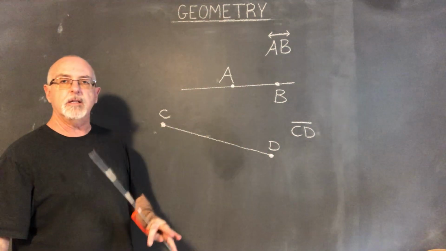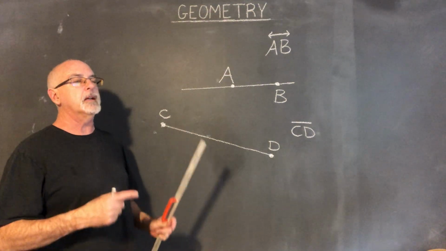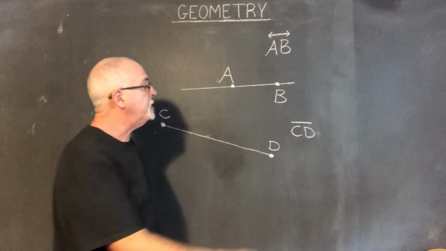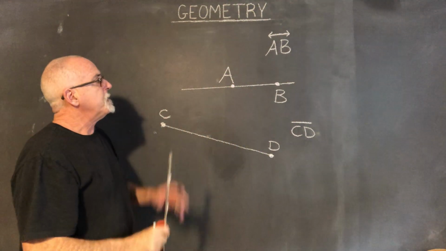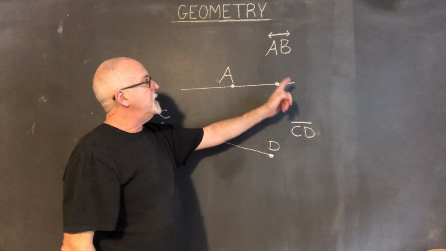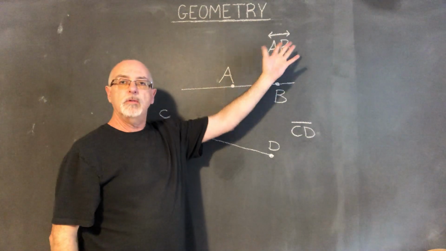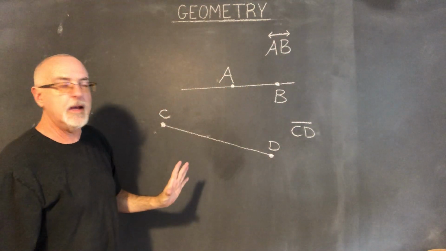So we get used to this notation. It helps us to explain something without having to write a whole paragraph. Line segment CD, line AB, that is efficient. So sometimes when you have a line, you won't bother putting the 2 arrows on the ends, and that's okay.